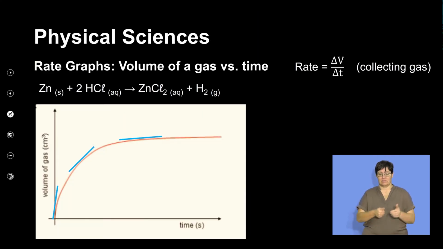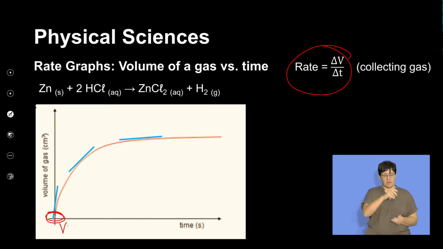When we go on to the next one, where we look at the volume that's been caught up in a syringe over time, this is actually positive, because at the beginning we have a volume of 0.